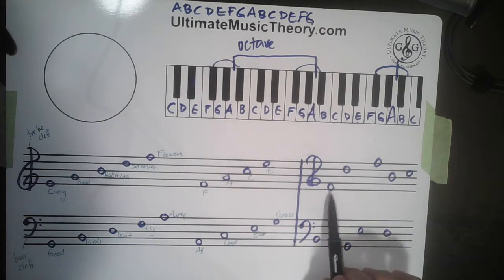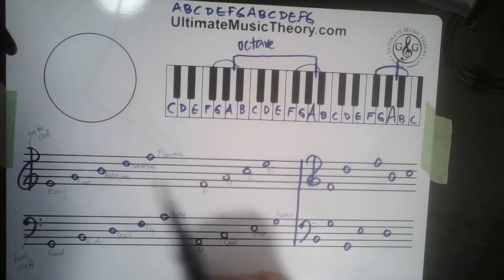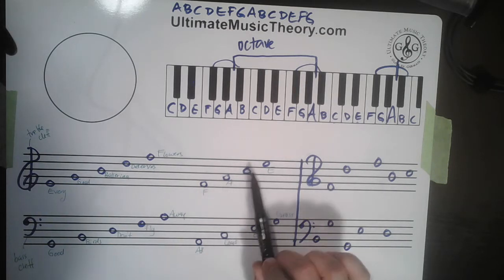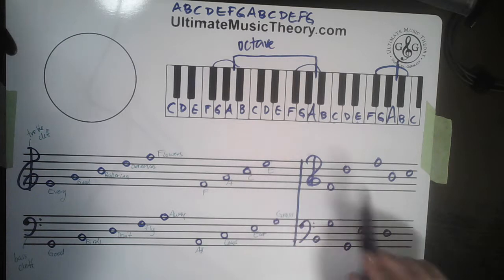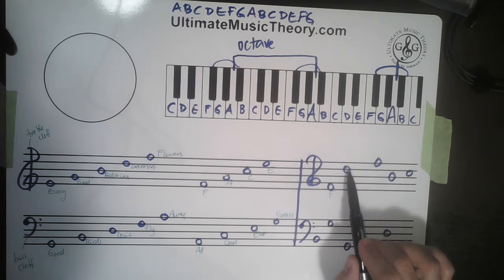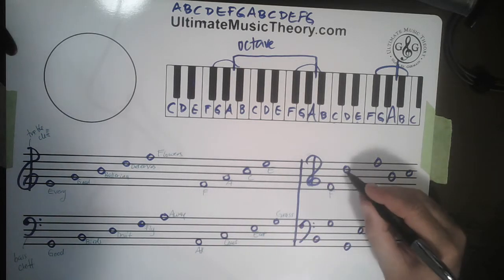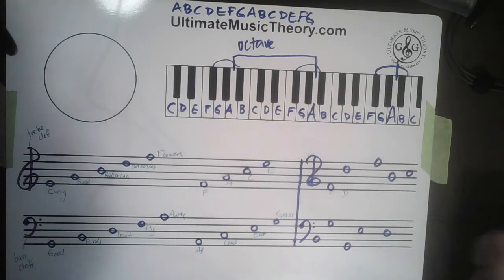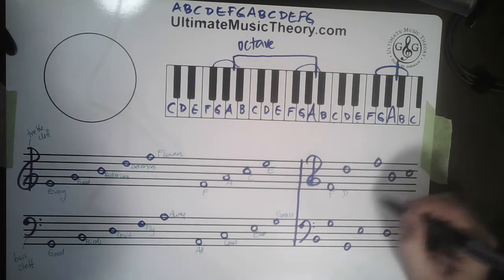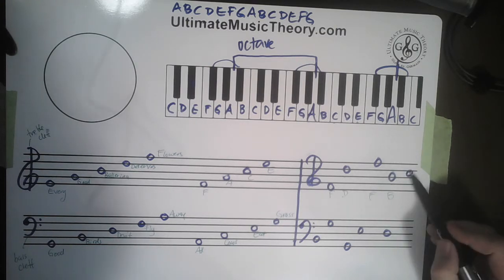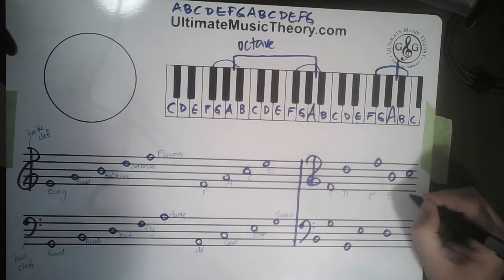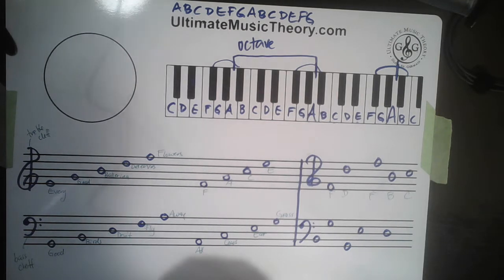So treble clef, if it's in a space, use your face. If this is F, A, C, E, then this must be F. This is on a line, so we use every good ballerina deserves flowers. Every good ballerina deserves, D for deserves. Every good ballerina deserves flowers. If it's in a space, use your face. F-A-C. And that's how we learn how to name notes in basically 10 minutes.